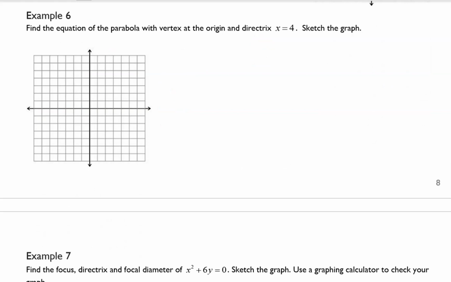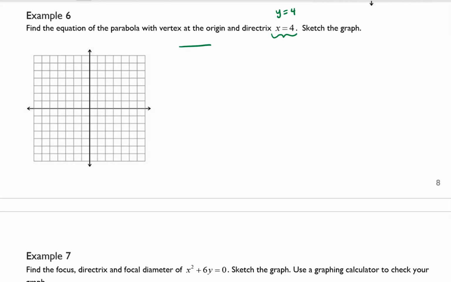Let's go ahead and move on to example 6, which says, find the equation of the parabola with vertex at the origin and directrix x equals 4, and then we also want to sketch the graph. I find that students will often get confused when you're given the equation of a line like this. There's x equals 4, and there's y equals 4, and one of those is vertical and one of those is horizontal, and I find that students will often get confused by that.